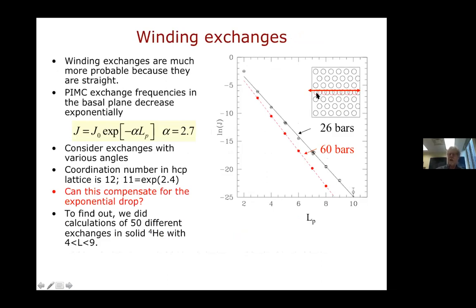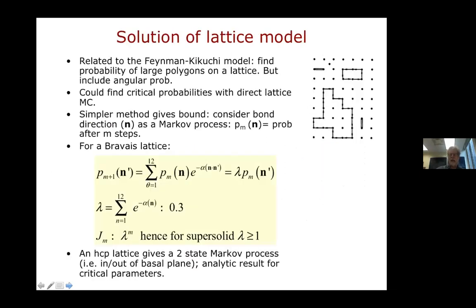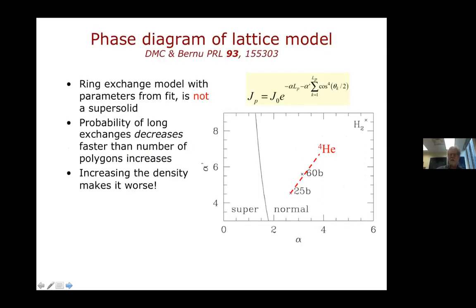But you might say, well, what about all the other winding paths? Once there's an exponential number of them, for example, they go up and down. And what about a path like this? There's a lot of those. Could this compensate for the exponential drop? And so we looked at those paths. We calculated a lot of them, and we calculated a bunch of exchange frequencies.